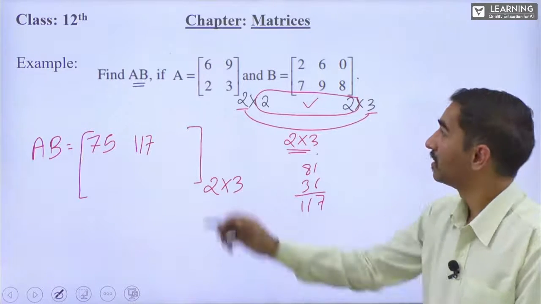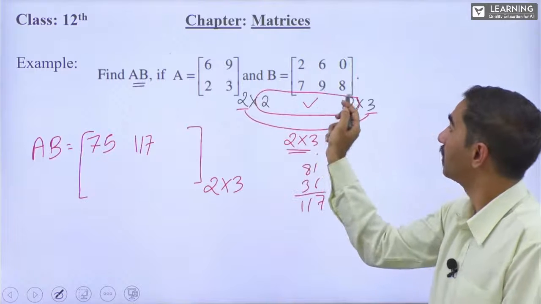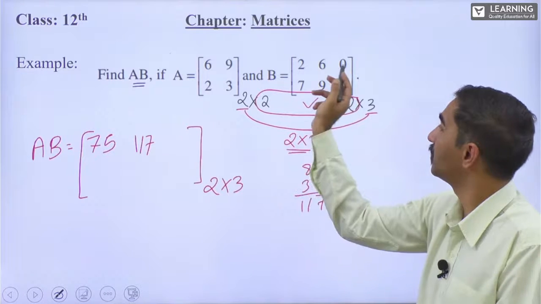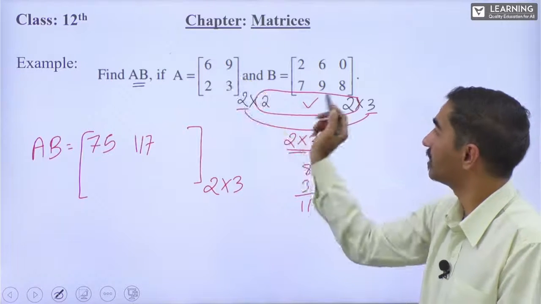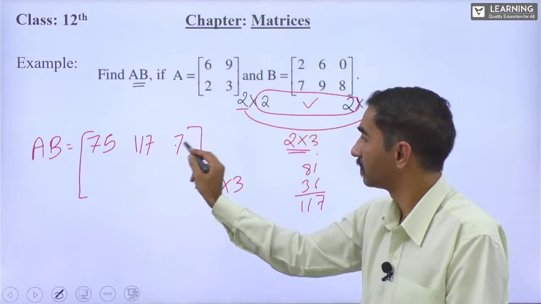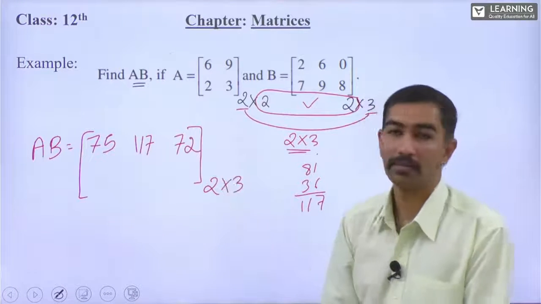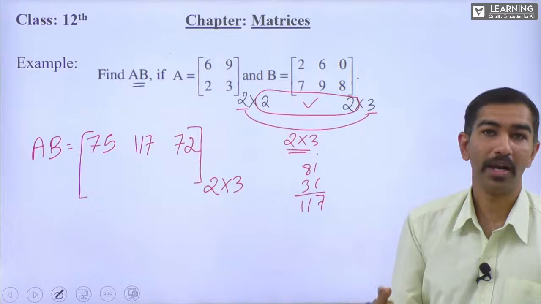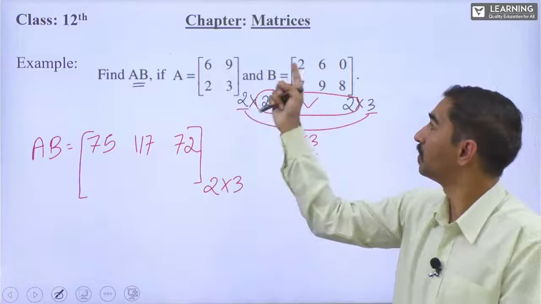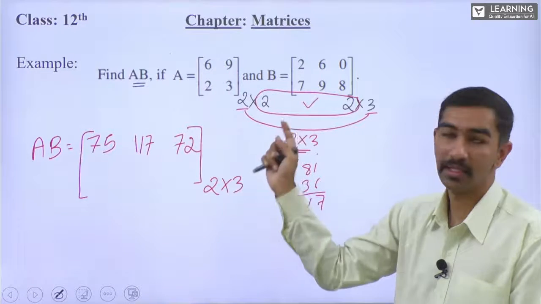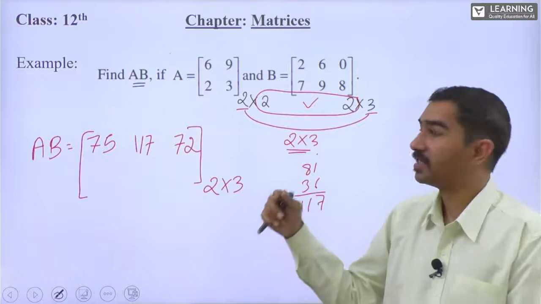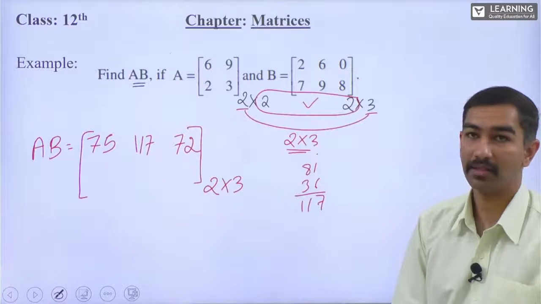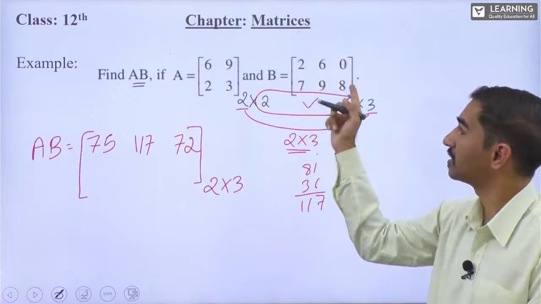Understanding? Next, first row into third column will give us the third element. 6 into 0, 0. 9 8s are 72. Understanding? We have to add them. 6 into 2, 12. 9 into 7, 63. Add them both, 12 and 63 we will be getting 75. Same here, same as well as here.